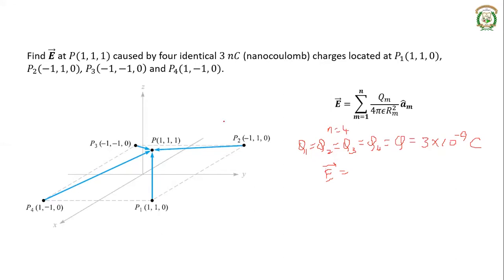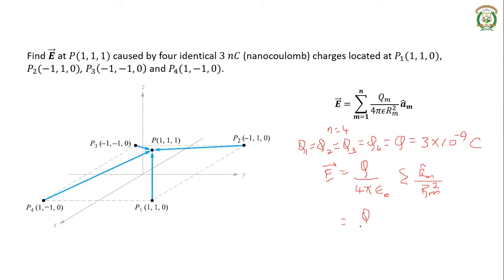See here, in this particular case, the medium is not given. Whenever the medium is not mentioned, you can assume it to be free space. Assuming the medium is free space, we can rewrite this equation like this: Q divided by 4 pi epsilon naught, in place of epsilon I will write epsilon naught, summation of Am divided by Rm square. Q is equal to 3 into 10 raised to minus 9, epsilon naught is 8.854 into 10 raised to minus 12. You can substitute them.